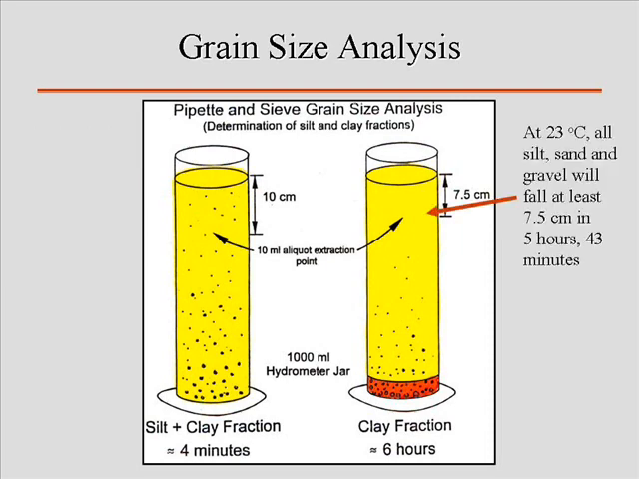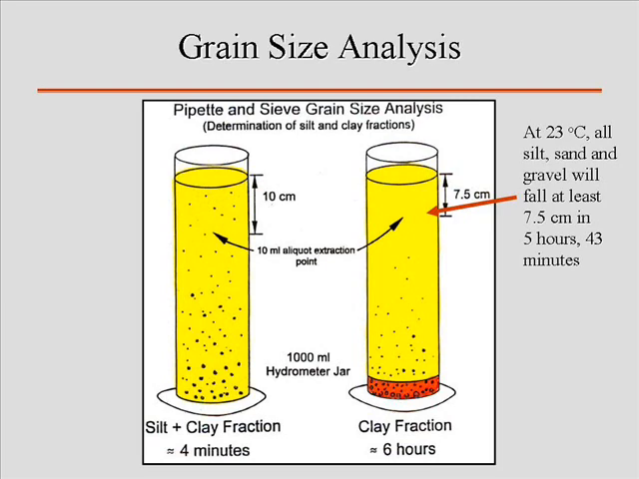At 23 degrees Celsius, exactly 5 hours and 43 minutes after you agitate that column, all of the silt has fallen at least 7.5 centimeters down. Now, it takes a long time for this to occur because silt goes down to 4 microns. So it takes a lot longer for silt to settle back down. If you take a sample at 7.5 centimeters down, 5 hours and 43 minutes later, what you've got is an aliquot that contains only clay.